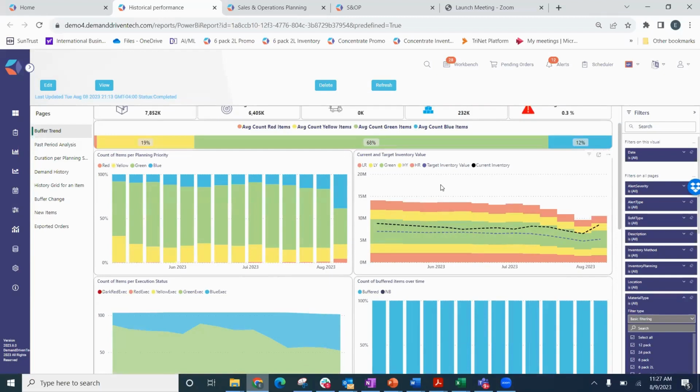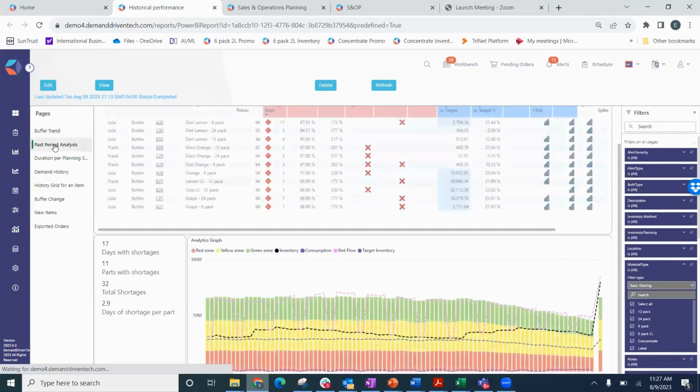So that's the buffer trend. Are we staying in range? This health check says we're doing pretty good. If we go to the past period analysis, we're going to take a little bit different view of it now.